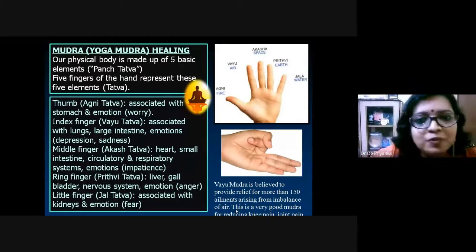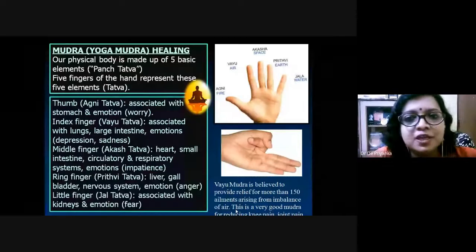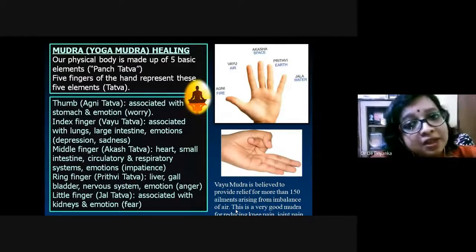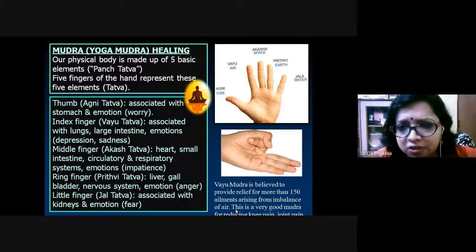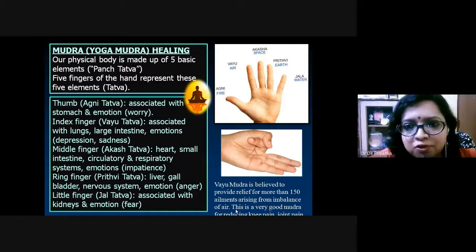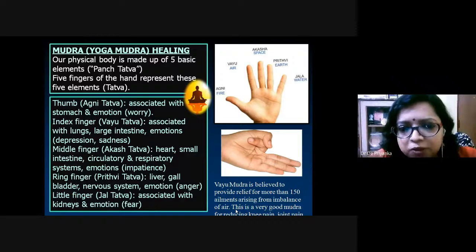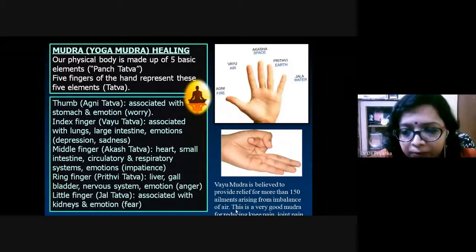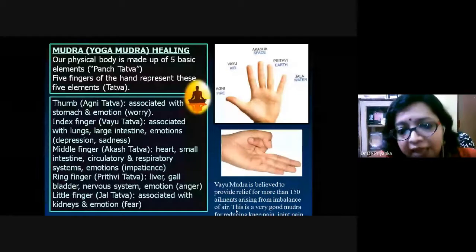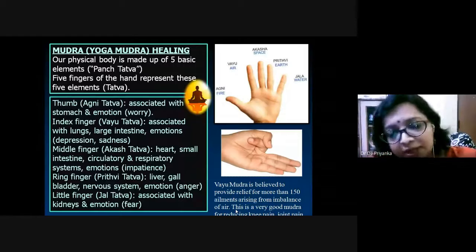No. What I want to mention is the thumb is associated with a number of organs and the cognitive behavior. For example, the thumb is associated with the stomach and the worrying nature, emotion. Index finger is associated with lungs, large intestine, and sadness, depression. Middle finger with heart, circulatory system, lung, respiratory system, and the emotion of impatience. Ring finger with anger, with gallbladder problem, liver, etc. And the little finger finally is associated with the excretory system, kidneys, as well as fear stimuli.